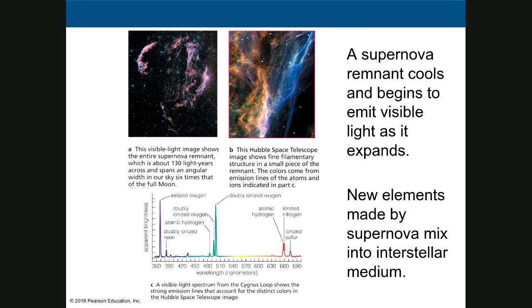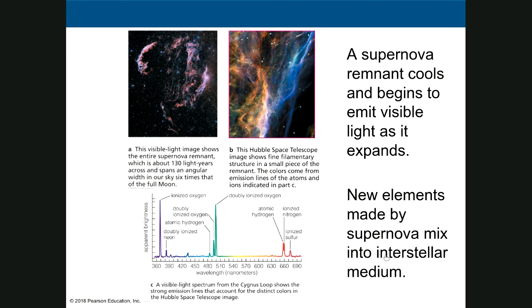So we can see here the supernova remnant cools as it begins to emit visible light and expands. The new elements made by the supernova mix into the interstellar medium. So how do we see this stuff? Well, it actually all goes back, as always, to that light and matter chapter.